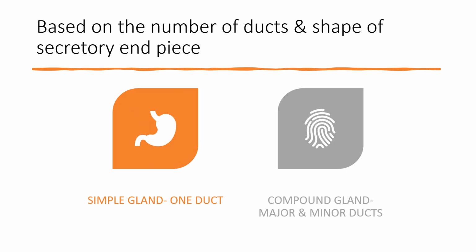Based on the number of ducts and the shape of the secretory end piece, they are classified as simple glands with one duct or a compound duct with major and minor ducts.